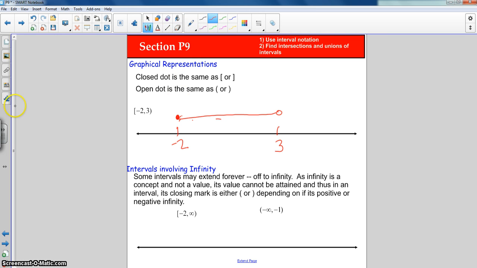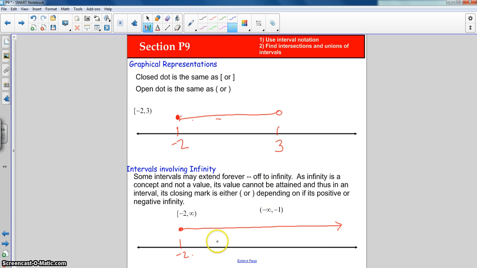Alright, and then if we have intervals involving infinity, that just means that we have to extend forever in one direction. So for this first interval, from -2 to infinity, I'm going to put -2 on my number line, but infinity is just a concept, okay? So you can't actually put a number on here, but all you have to do with your number line is, okay, we have a closed dot here, and then extend forever to the right.